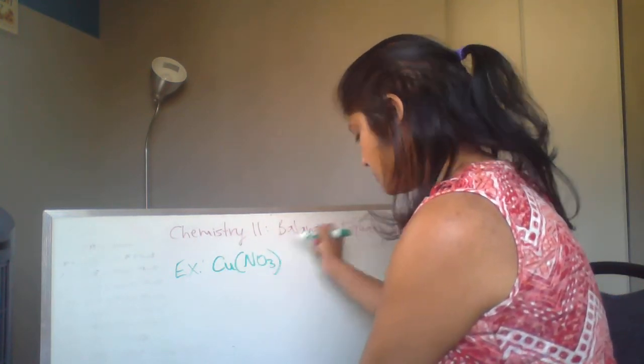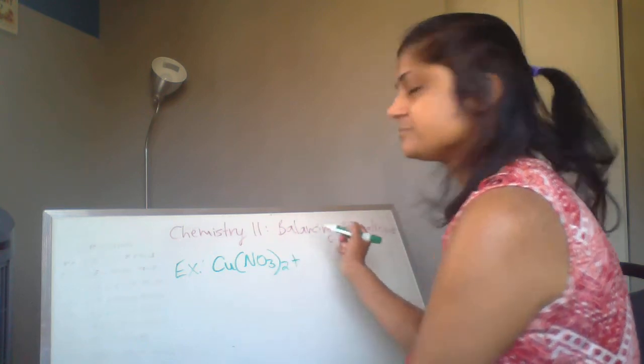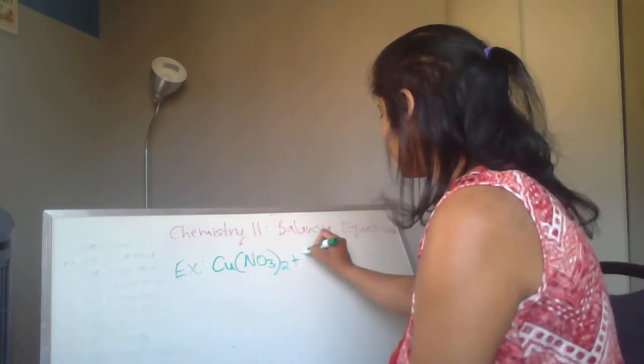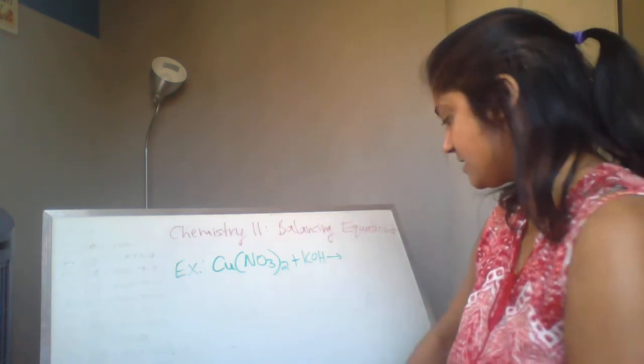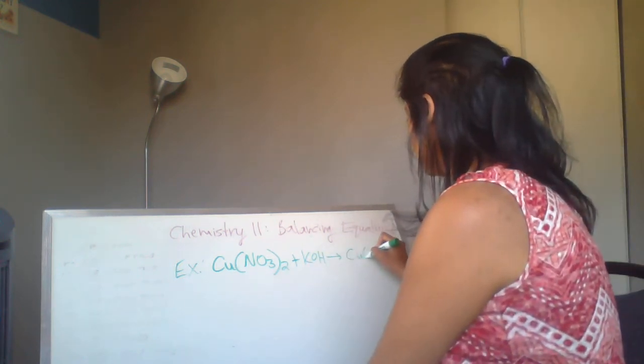So this is Cu(NO3)2, and what I'm adding is KOH. And it's going to yield, and I'm going to write it kind of small here so we can see it.